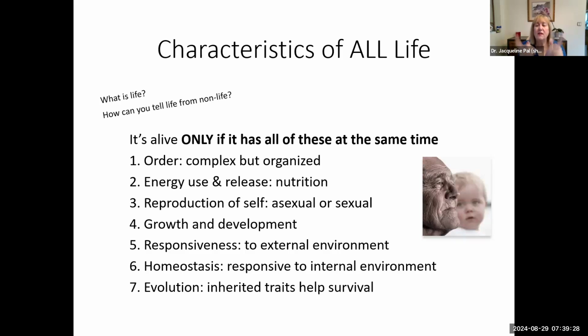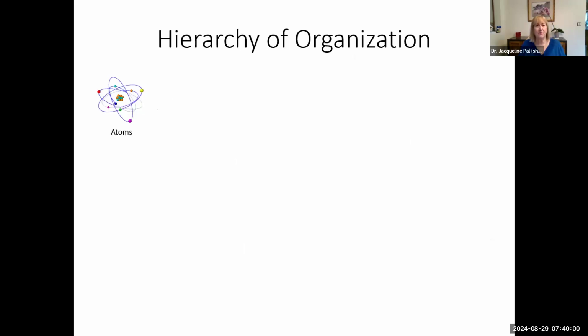But the point I want you to get from this first slide is that something is alive only if it has all 7 of these characteristics at the same time. So if it used to have one of these characteristics but no longer does, that means it's no longer alive. So let's go through these 7 characteristics one by one so I can explain them a little bit. Some of them I'm going to go into in a little more depth than others.